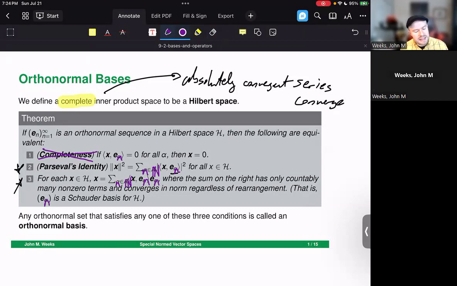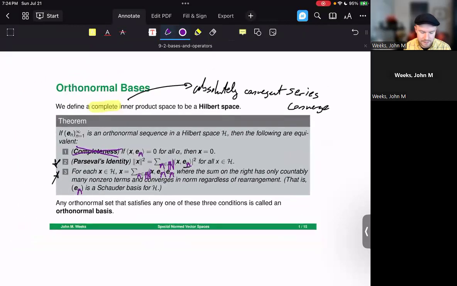Then these E sub n, if I have the largest possible orthonormal sequence inside of a Hilbert space, then I might call that a basis, a place in which the entire length of the vector is accounted for by each of its projections. Let me give an example of this.